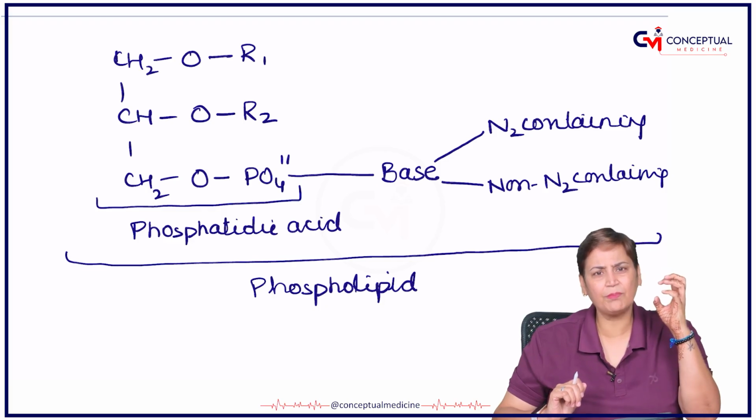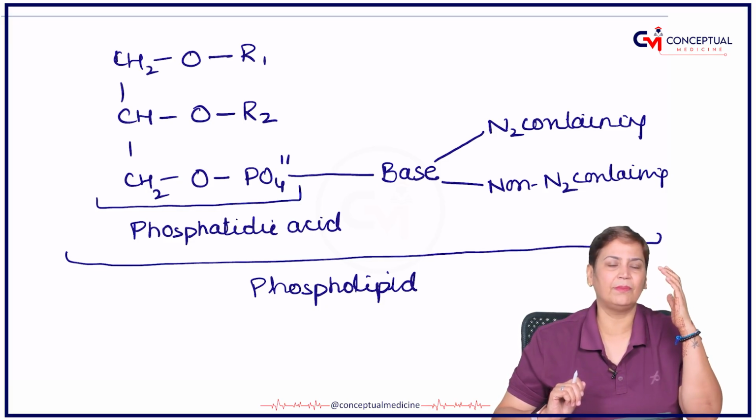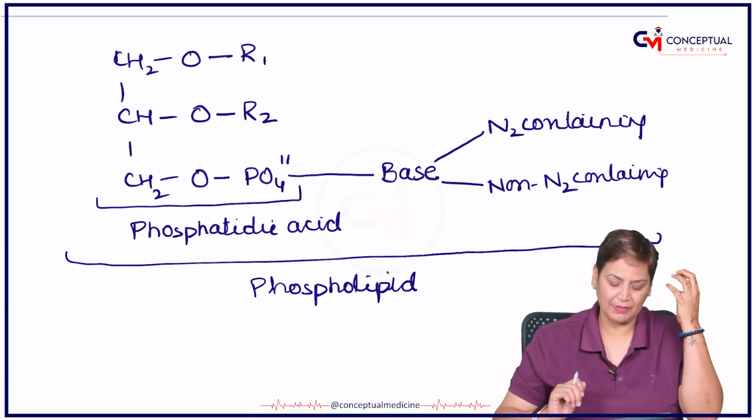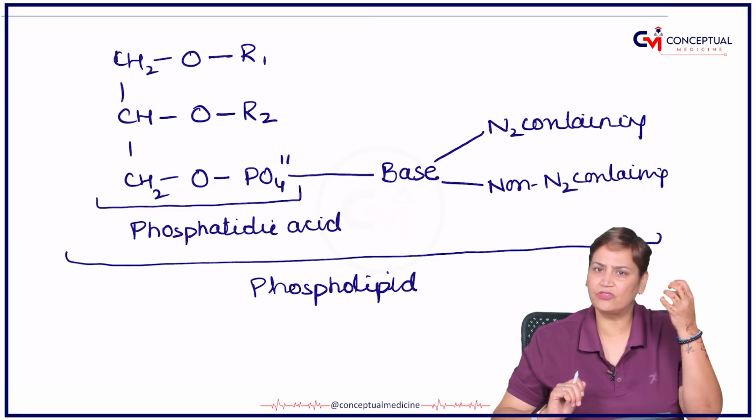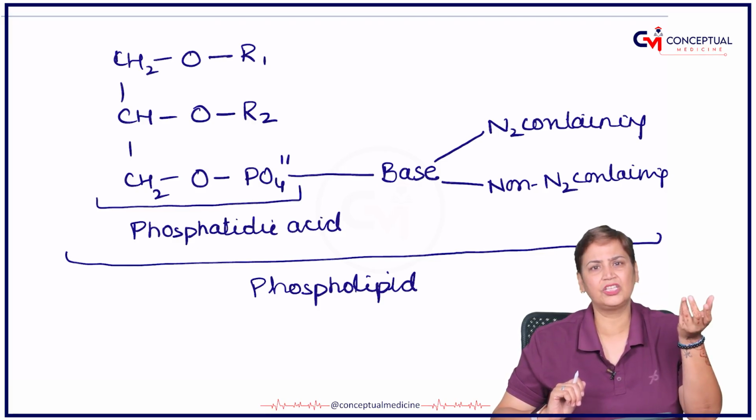The most important functions of phospholipids are that they are the major components of the cell membrane. They help in cell signaling, and you can say cell transportation and cell recognition.